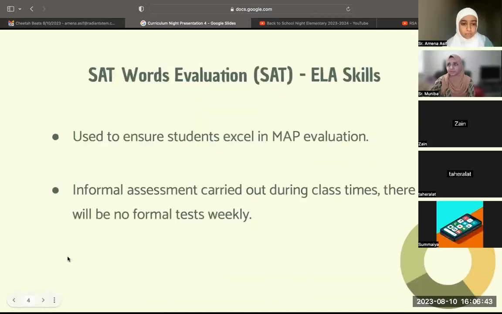As part of the vocabulary section of ELA, we will be practicing SAT words during our class time. The purpose of this is to ensure that students will be able to excel in their MAP tests. We will have informal assessments during class time, and there will not be any formal tests weekly, inshallah. Next.